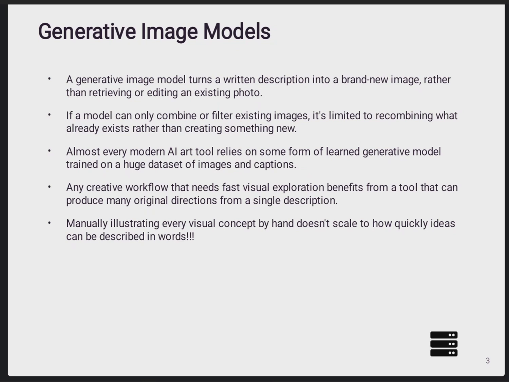Almost every modern AI art tool relies on some form of learned generative model trained on a huge dataset of images and captions. Any creative workflow that needs fast visual exploration benefits from a tool that can produce many original directions from a single description. Manually illustrating every visual concept by hand doesn't scale to how quickly ideas can be described in words.